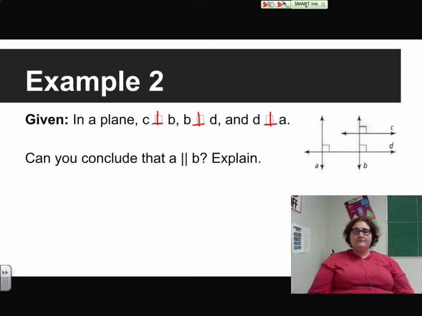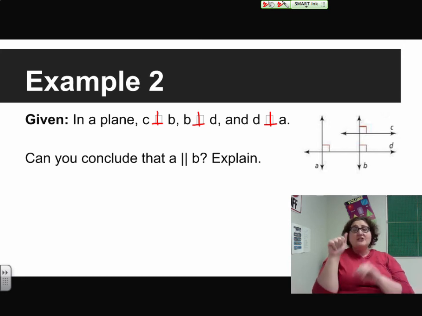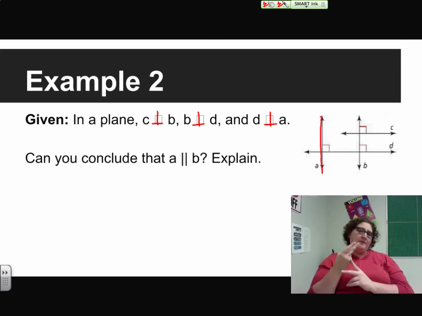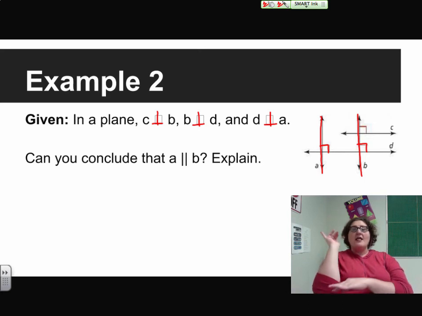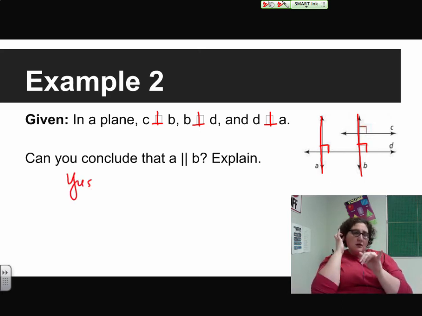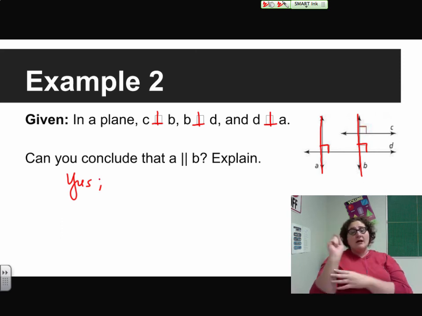Example 2. Given in a plane, C is perpendicular to B, B is perpendicular to D, and D is perpendicular to A. It says, can you conclude that A is parallel to B? Explain. Okay, there's two ways we could look at this. I'm looking at line A and line B right here. Notice they're telling me that they're perpendicular. Those also represent my corresponding angles, so I could say yes, they have to be parallel to each other because the corresponding angles are congruent.